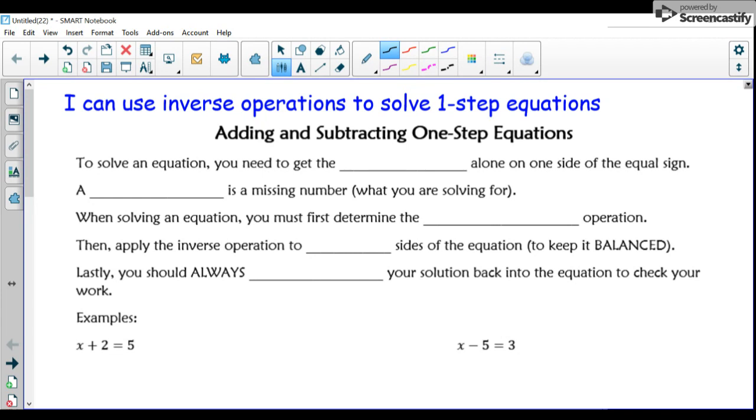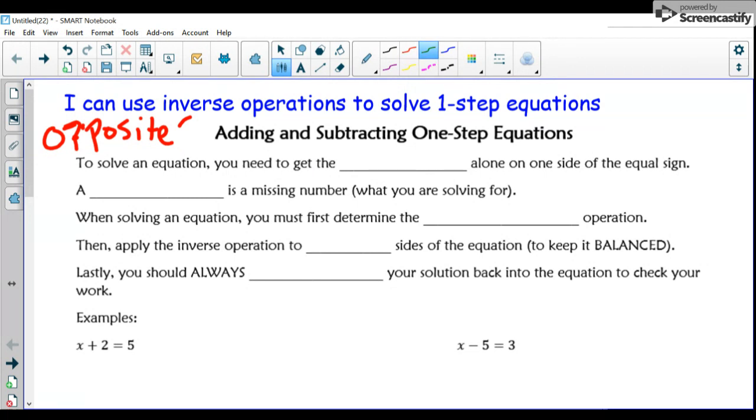So please make sure that you have your I can statement written down. It is, I can use inverse operations to solve one-step equations. Now, the first thing that we need to know is that inverse actually means opposite. I can write this down. Opposite. So inverse just means opposite. Like the opposite of 2 is -2, and the opposite of -4 is 4. We're going to use the opposite operation. So the opposite of adding would be subtracting, and the opposite of subtracting would be adding. So I can use inverse operations to solve one-step equations.